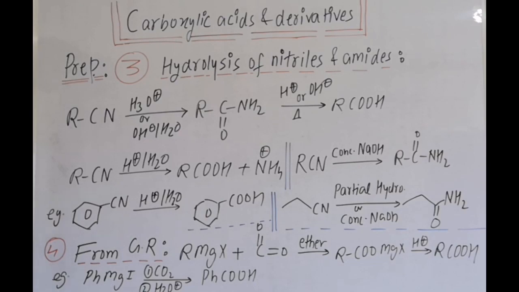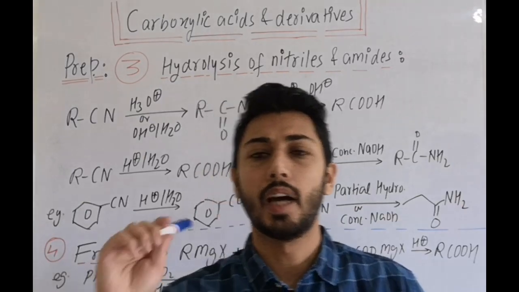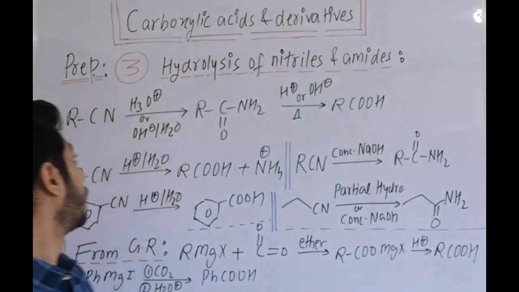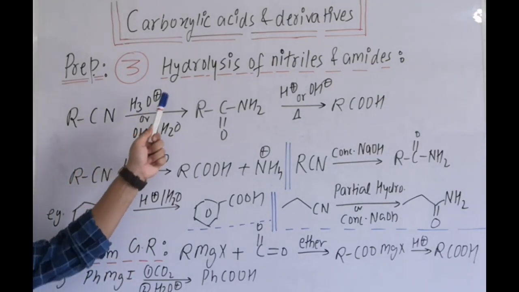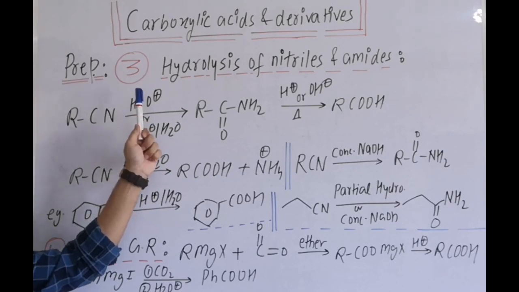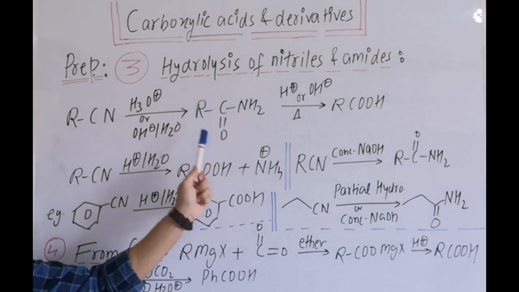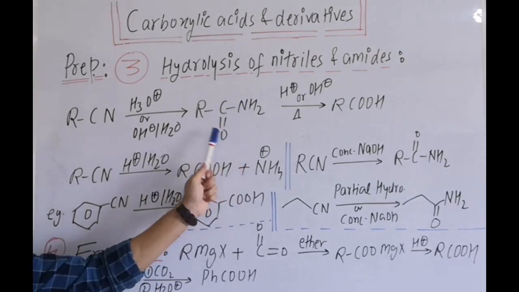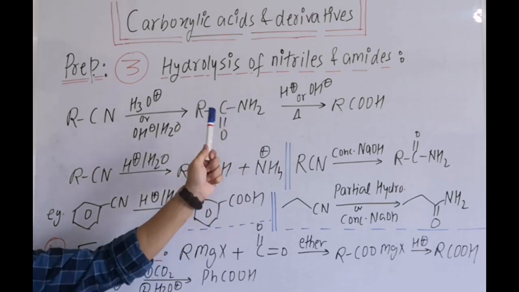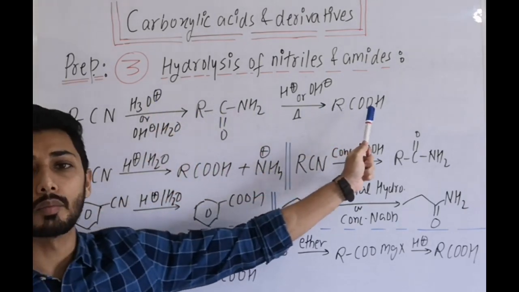Now the next reaction is hydrolysis of nitriles or amide groups. By hydrolyzing these functional groups, we can also get carboxylic acid. Firstly, when we do hydrolysis of the nitrile group, in acidic or basic medium, that is acid catalyzed or base catalyzed hydrolysis, it is first converted to the amide group, RCONH2, which we can say is the partial hydrolysis product. But generally the reaction will not stop here, and it goes further till carboxylic acid.